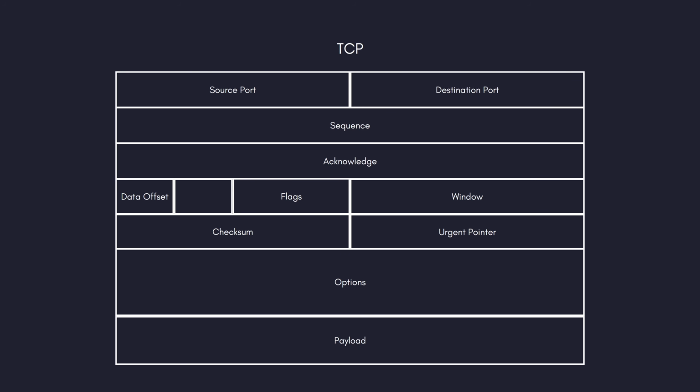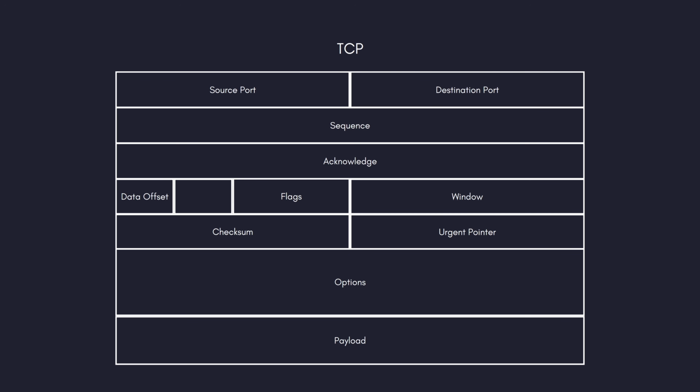These are two numbers. The sequence is our own number, and the acknowledge is the server's, or whoever we're communicating with, their own number. And we need to keep track of these numbers and update them as needed in order to keep synchronization between us.